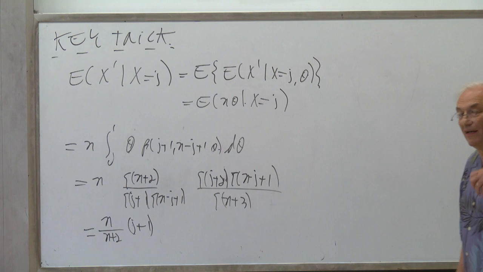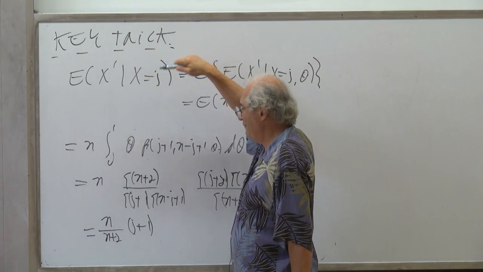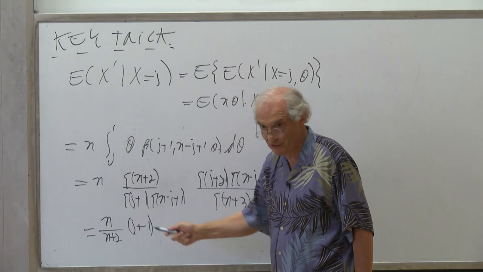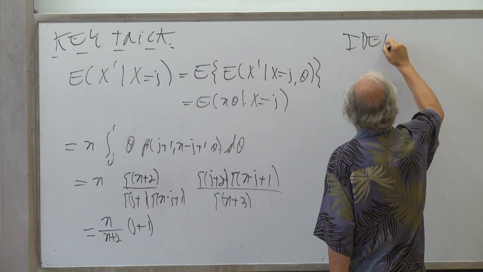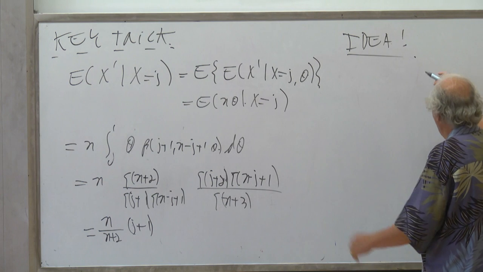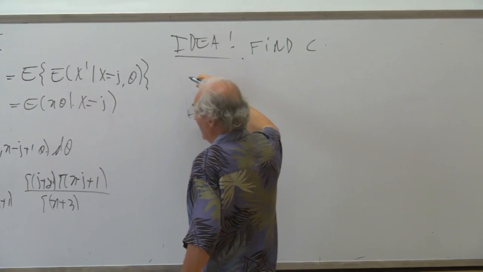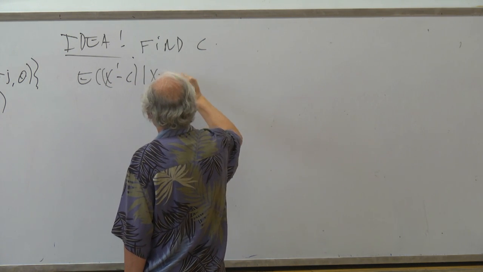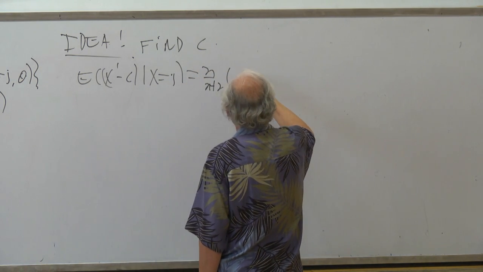Now, when I saw that, and I hope when you see a calculation like this, you will say, aha, this is very good news. The expected value of the next step, given that we were at j, is affine in j. It's linear in j. That's good because, okay, idea one: given that it's affine in j, find c such that the expected value of X prime minus c given X equals j is equal to, this is the eigenvalue, n over n plus 2 times j minus c.